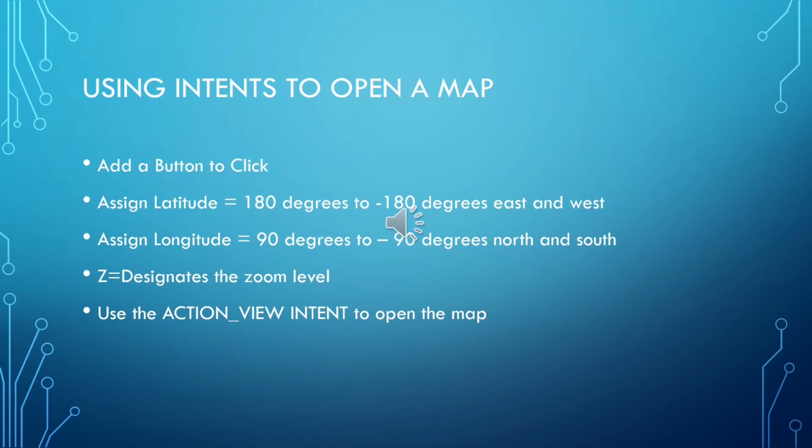Intents can also help you to open a map. We are going to do just that. We are going to add a button that we click on. We are going to assign it longitude and latitude. The latitude is 180 degrees to negative 180 degrees east and west, and the longitude, of course, is 90 degrees to negative 90 degrees north and south. The Z component designates the zoom level, and then you use the action view intent to actually open the map.